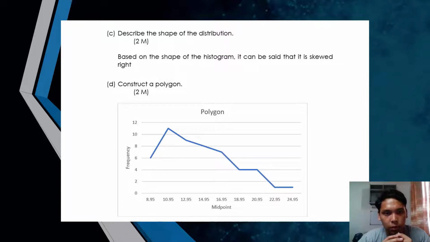Today I'm going to explain about question number 3C, which is describe the shape of the distribution. Okay, to describe the shape of distribution, we need to refer to the question number B where we have constructed the histogram. So based on the shape of the histogram, it can be said that it is skewed to the right. Okay, next for the question D, construct polygon.